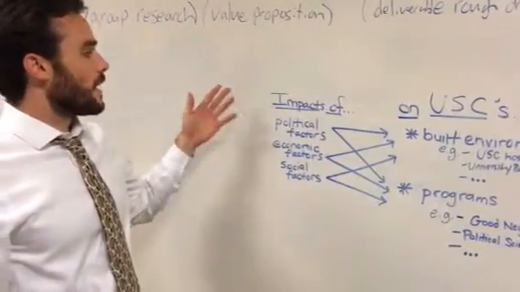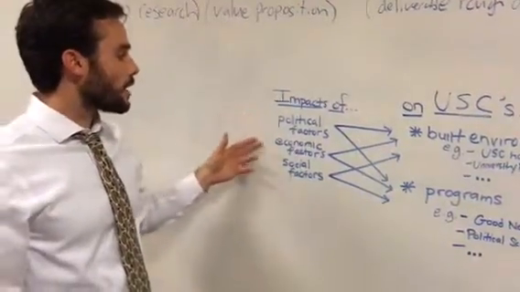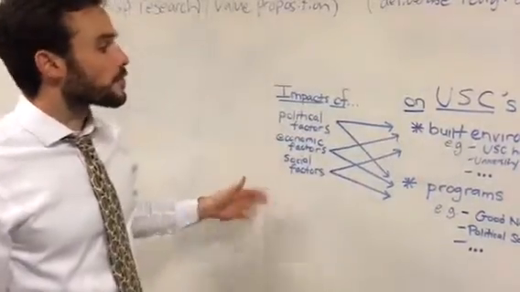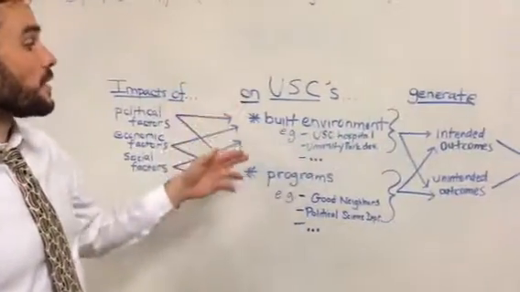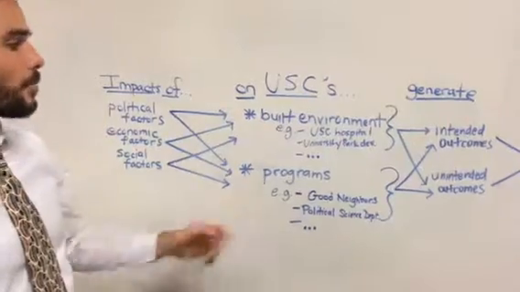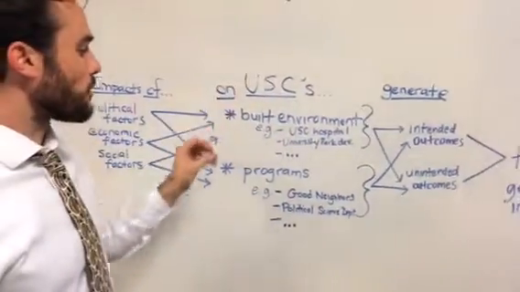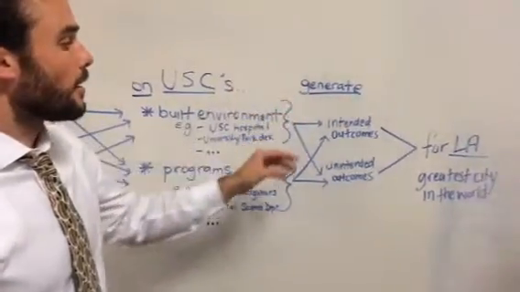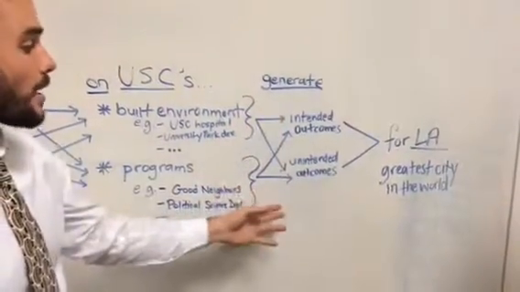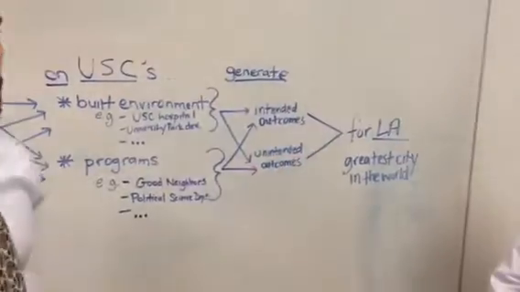We're going to be taking a look at the impacts of political factors, economic factors, and social factors on USC's built environment and programs. And these impacts on USC's built environment and programs generate intended outcomes and unintended outcomes for the city of Los Angeles.